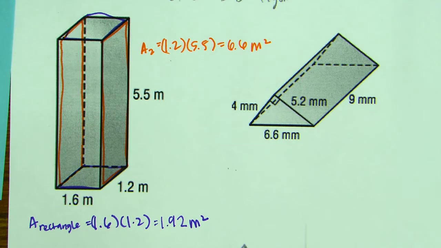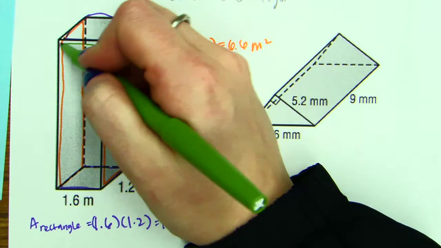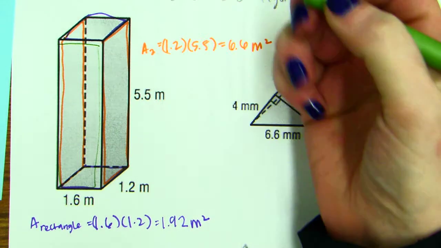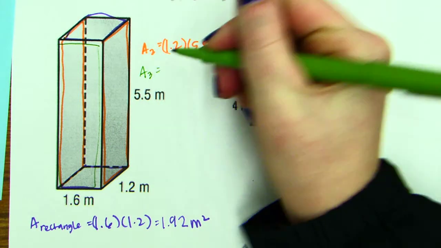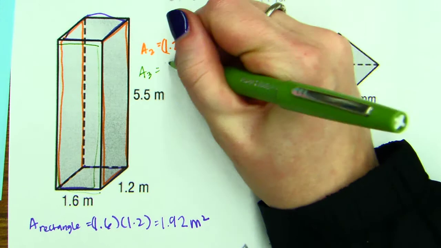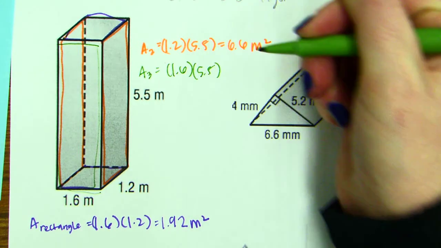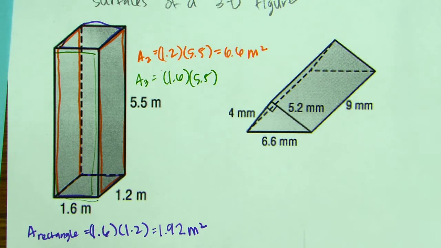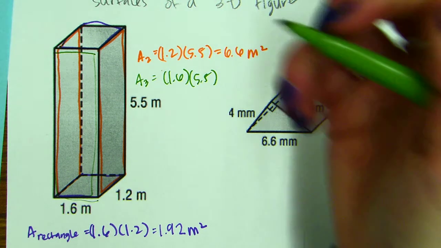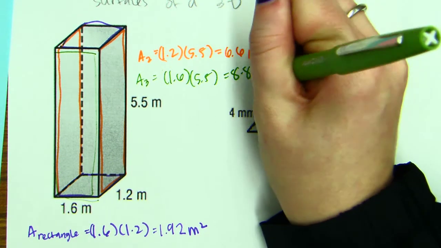So I'll have two that are that size, and then my last rectangle on this one is this front rectangle and the back rectangle, and I'm going to call that A3 because it's a different area. It's going to be 1.6 times the height, 5.5. So 1.6 times 5.5 would be 8.8. And we need to find the sum of all of these surfaces.